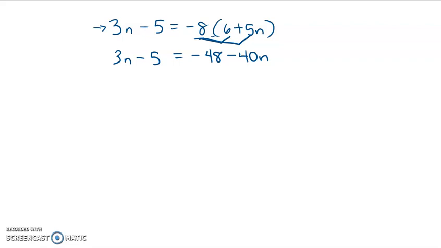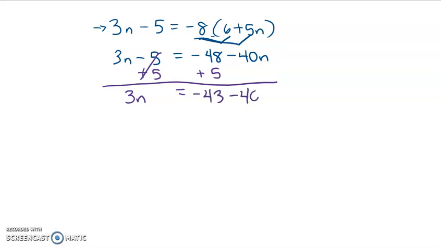Okay, so now I'm ready to isolate, which means use zero pairs. And you can go either way that you want. I'm going to move this 5. So negative 5 plus 5 is 0. That's my zero pair. I'm going to add 5 to the constant on the other side. Remember, my goal is to get the variables on one side, constants on the other. So this is going to be negative 43 minus 40n.